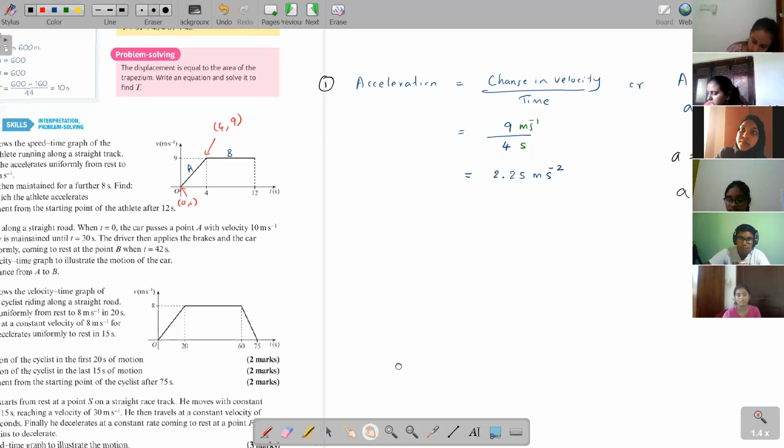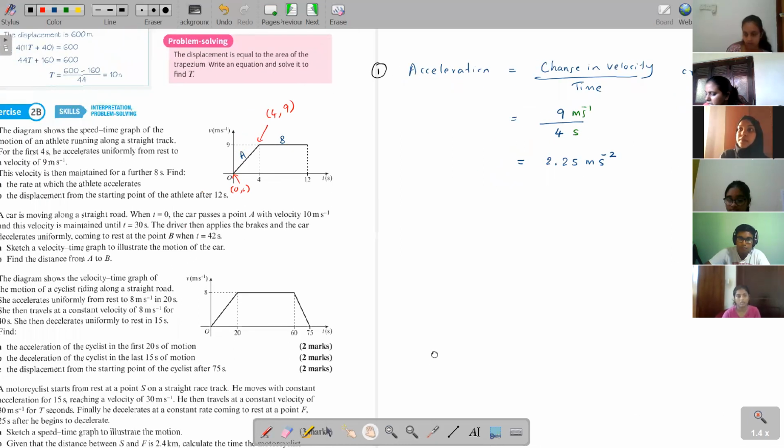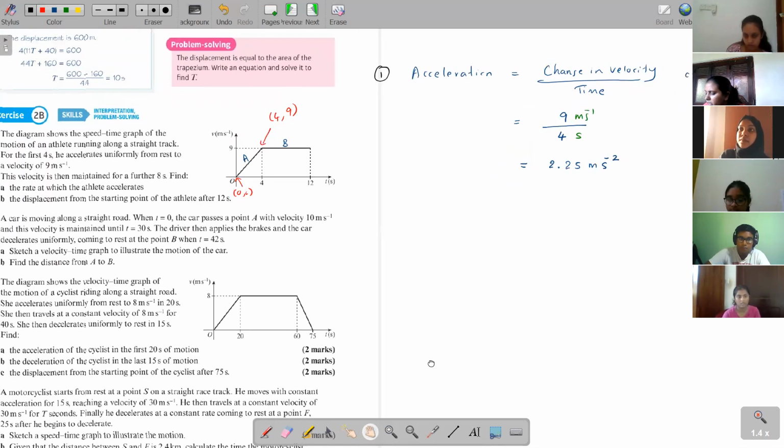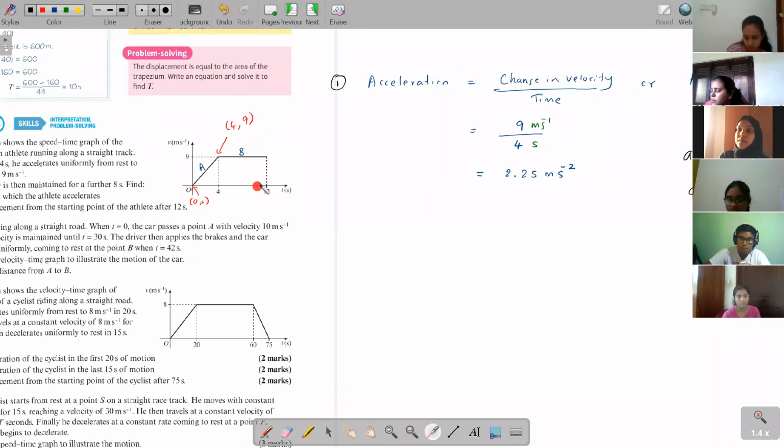Okay, same answer comes. And the next one, find the displacement from the starting point of the athlete after 12 seconds. How do you get the displacement at the end of 12 seconds? So I gave you the rule. What is the rule? The rule is area under the graph. Area under the graph gives the distance you have traveled.